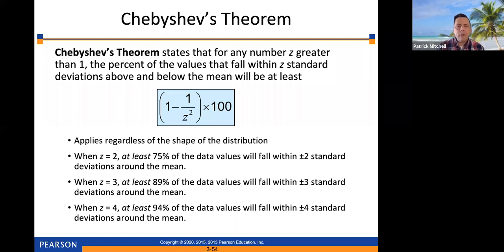And then finally, when z equals 4, the empirical rule didn't say anything about z equals 4. But for any distribution whatsoever, at least 94% of your data values will fall within 4 standard deviations of the mean.